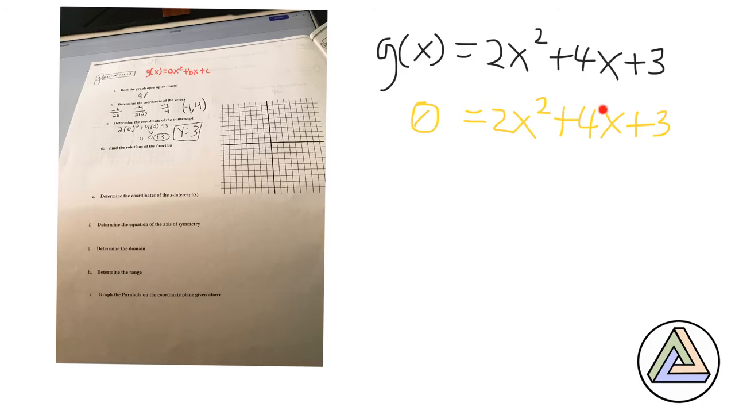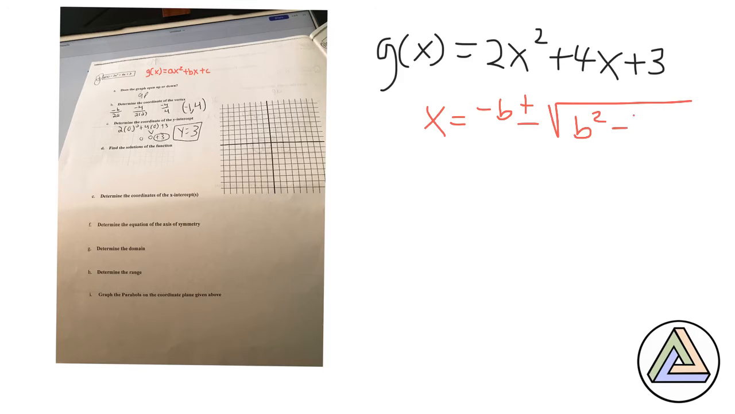And the quadratic formula might not always be the fastest way to solve a quadratic equation, but it is most definitely a reliable way. It is a way that will work every single time. So I would advise using it. As a reminder, the quadratic formula is this. It's this whole thing: negative b plus or minus the square root of b squared minus 4ac, all over 2a.